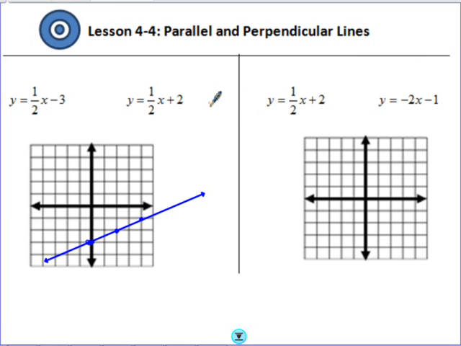Then we have the line 1/2 x plus 2. So this time my y-intercept is at positive 2. And then I can go up 1 over 2, up 1 over 2, and connect the dots. And when I do that, I get two lines here.